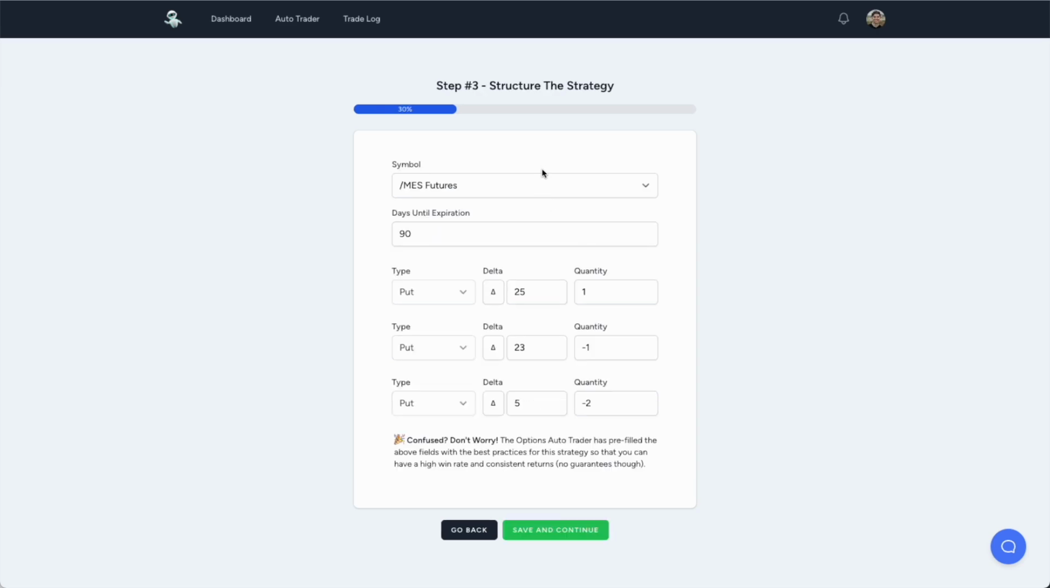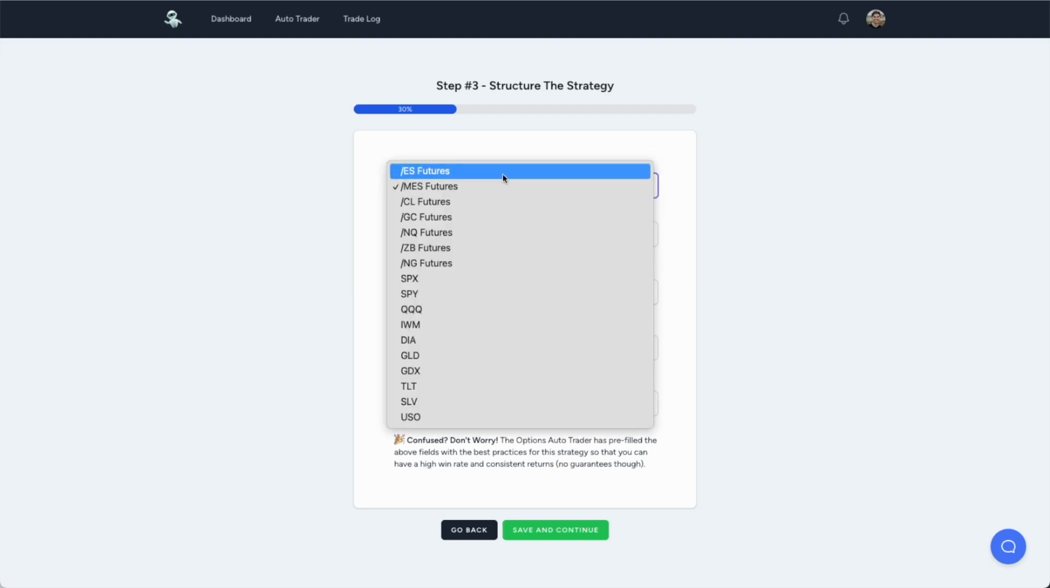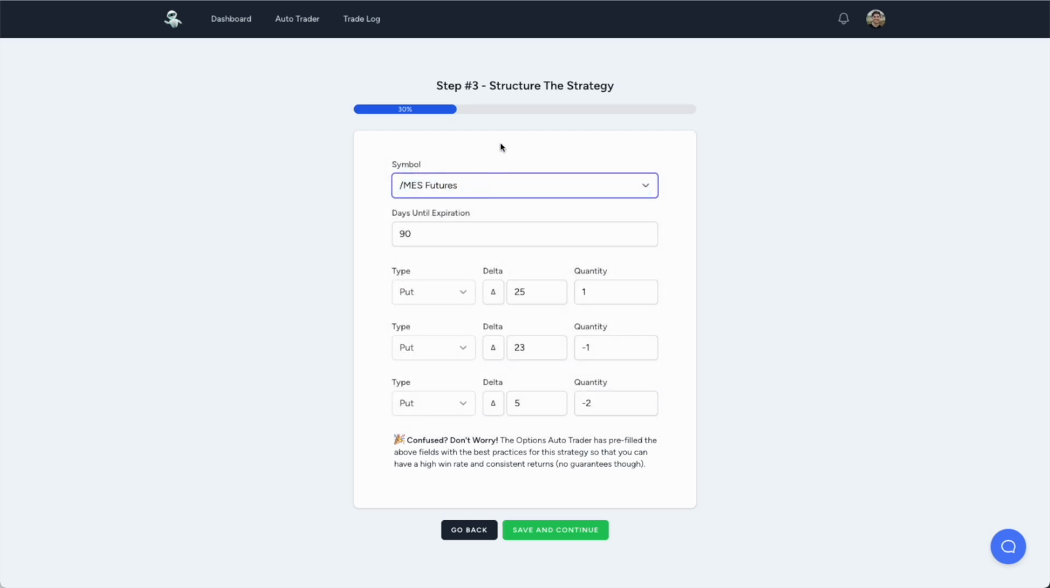Next, I'm going to click on the asset I want to trade. I use ES because I have a larger account. If you have a smaller account and want to do the same thing, you can do it on MES too. If you like CL, GC, NQ, or all these other features, you can do that as well. Again, for a smaller account, we'll do MES. Again, it's preloaded with some of the best practices here. So if you don't know what days or what to put, you can just follow what's already there, and that's the best practice to have the highest win rate.